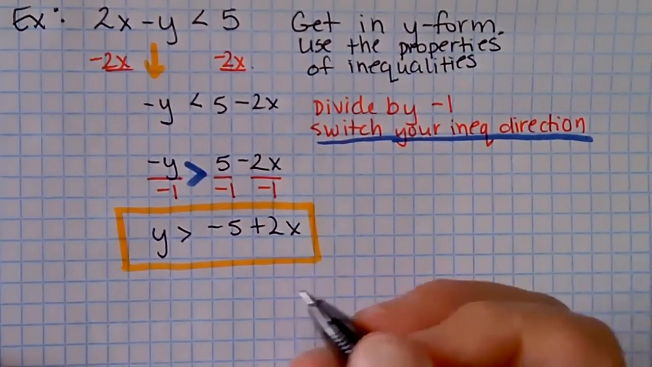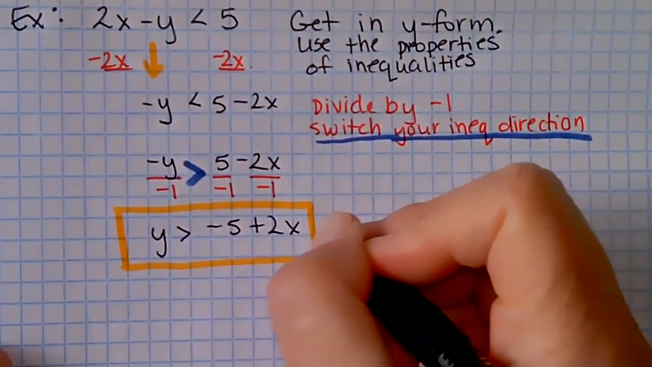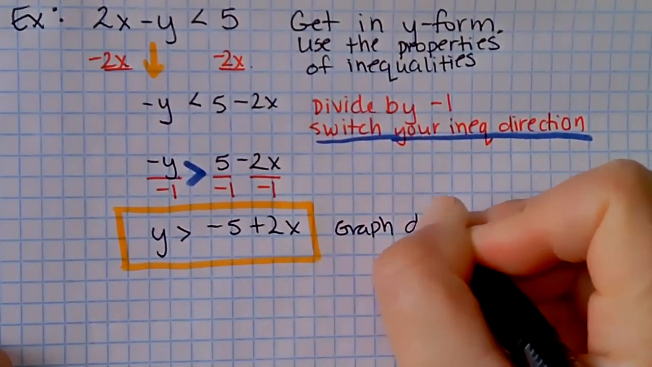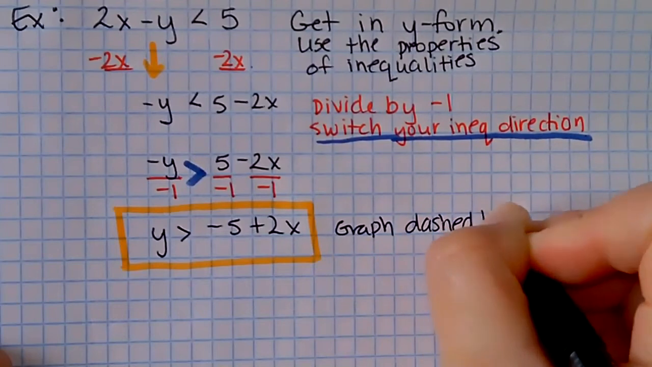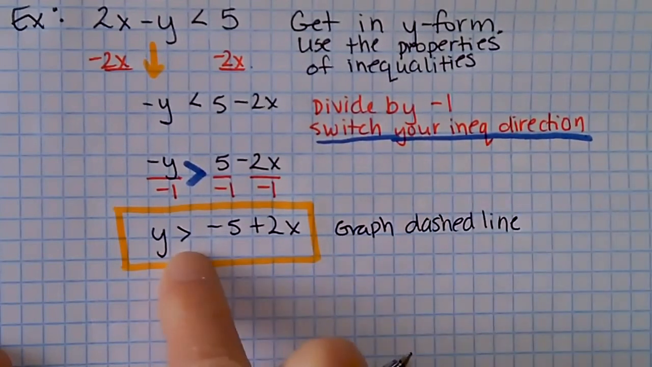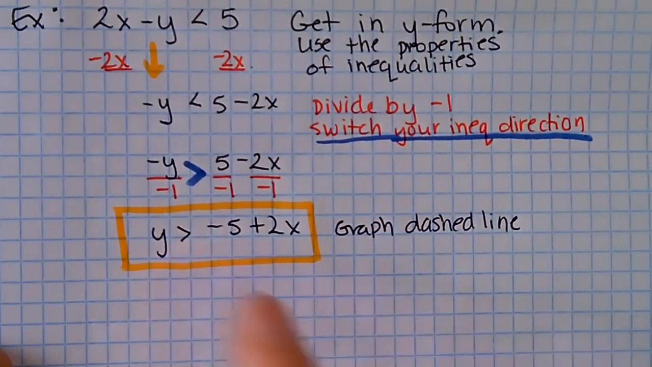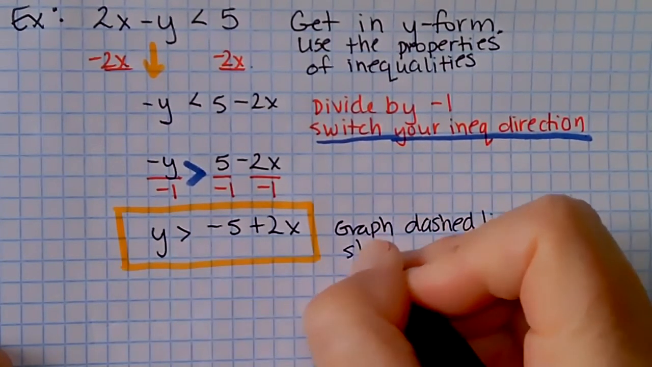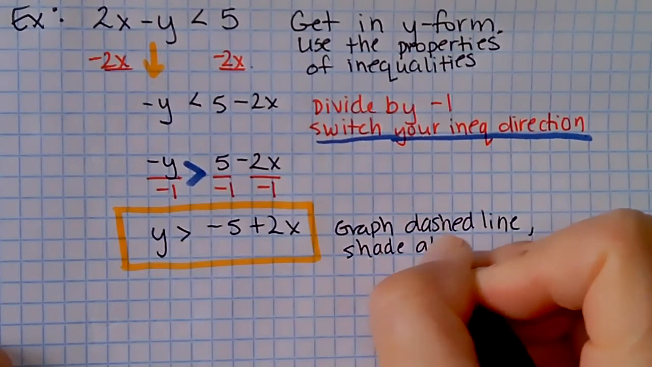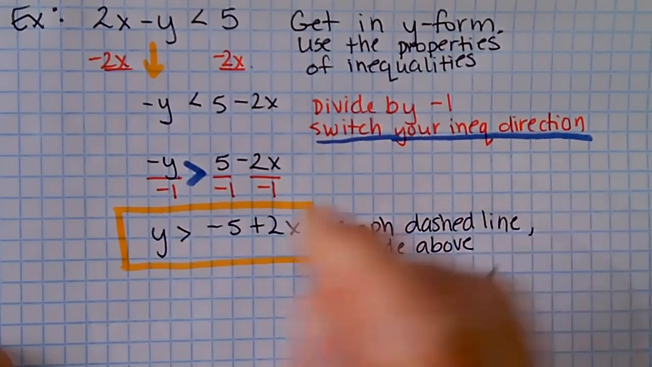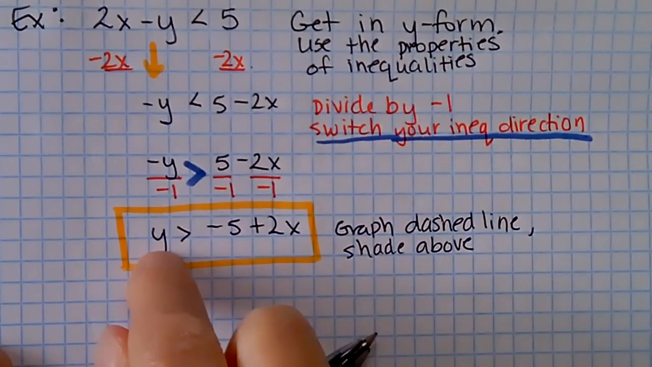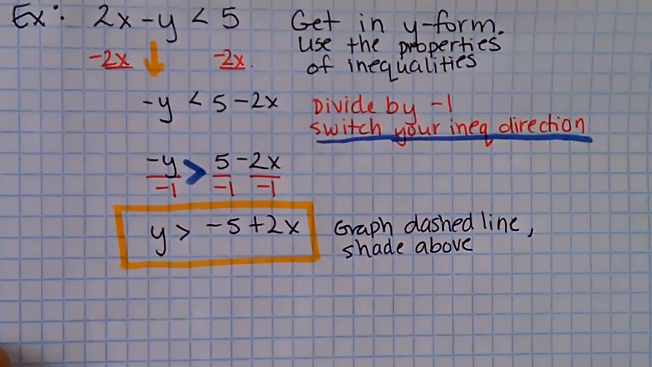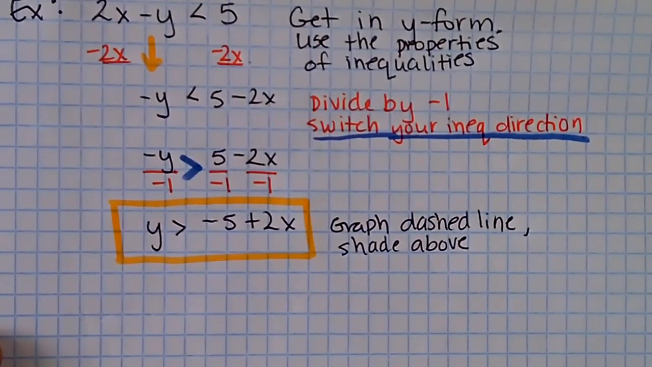Okay, so now this is what I'm going to graph. And so for this, you're going to graph a dashed line because there's no line underneath. And since this is greater than, I'm going to shade above. Again, do not decide if you're going to shade above or below until you get it into y form. Y on one side, everything else on the other side. Okay, so now we're going to graph this.